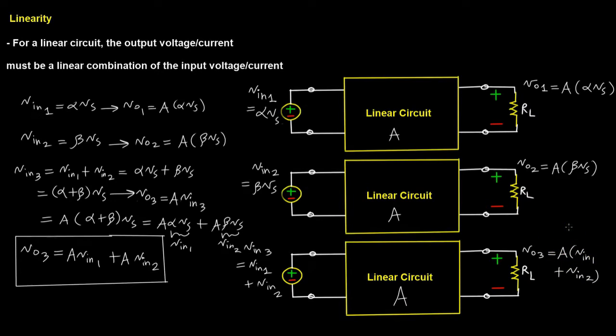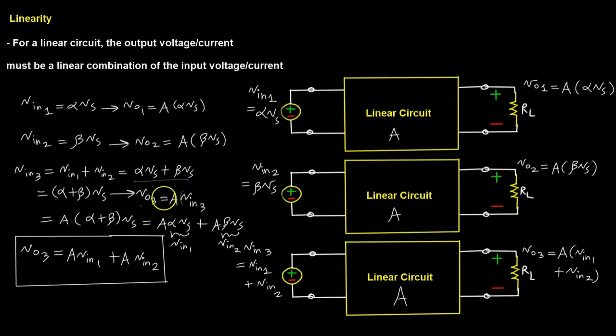And to prove it, to look at the actual math, you essentially say, okay, I've defined Vn1, and I know what Vout1 is going to be. I've defined Vn2, and so on. And if I have Vn3, which is a sum of the two inputs, I would express what I would expect the total input to be, so alpha Vs plus beta Vs. Then I apply that to the system, and you would get at the output A times Vn3. That's what you would expect. Vout3 should be A times Vn3. Now Vn3 is alpha plus beta times Vs.